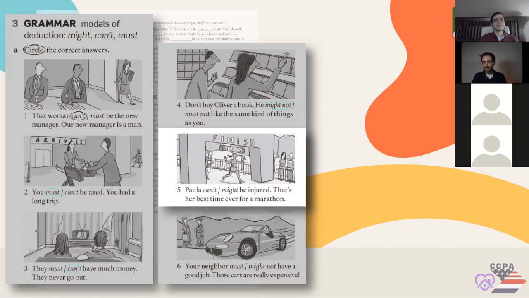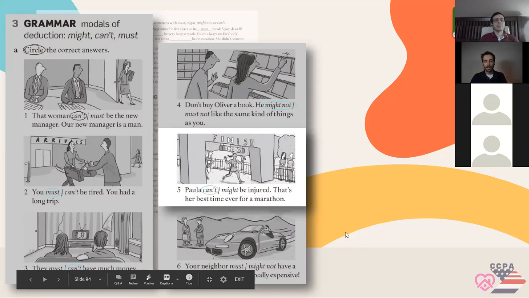Number 5. Paula can't be injured. That's her best time ever for a marathon. That is correct. Paula can't be injured. That's her best time ever for a marathon. We assume she's healthy, right? Correct. Thank you very much, Vivian.